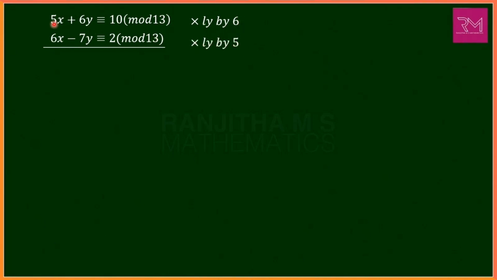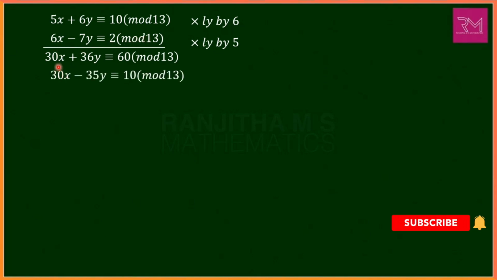If we multiply by 6, we get 5 into 6 is 30. Here we have 6; if we multiply by 5, 6 into 5 is 30. Therefore, we can cancel the x terms. Multiplying the first throughout by 6, we get 5x into 6 is 30x plus 6 into 6 is 36y congruent to 10 into 6 is 60 mod 13. Similarly, multiplying the second throughout by 5, we get 6x into 5 is 30x minus 7y into 5 is 35y congruent to 2 into 5 is 10 mod 13.